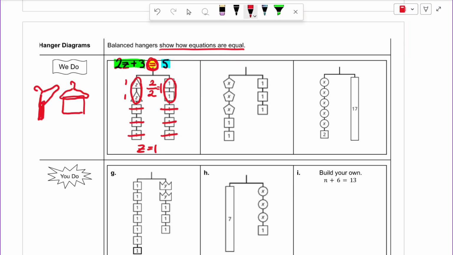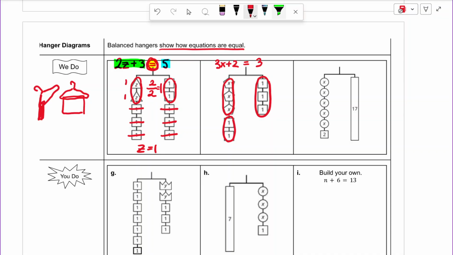So let's build our equation off of what we see here. We do know that it's equal because it's a hanger diagram. We know that there are 3 x's here, so we're going to write 3x. And we know that there are 2 units here, so that's our constant, plus 2. On the other side, we have 3. So we take our 3 and we put 3 here.